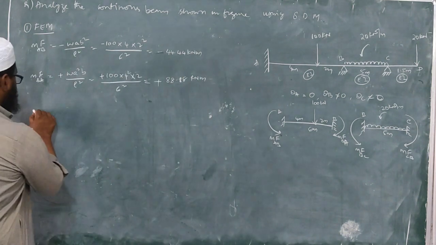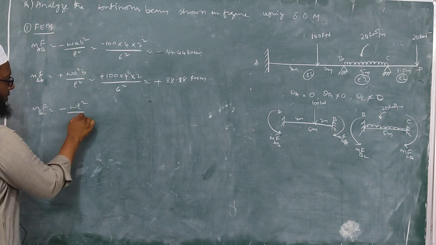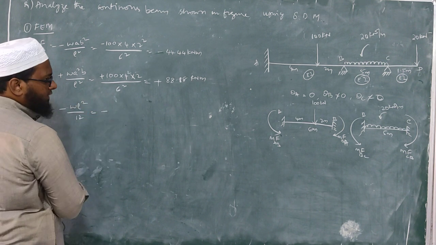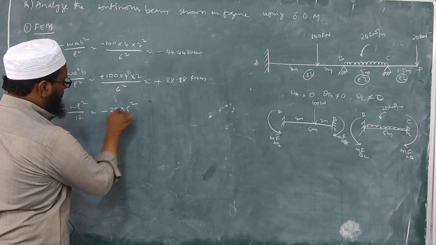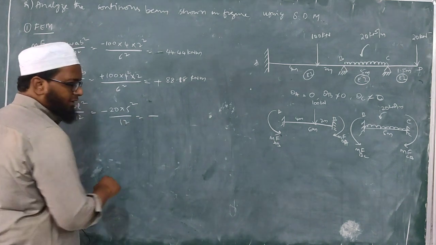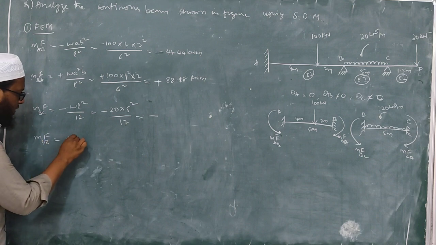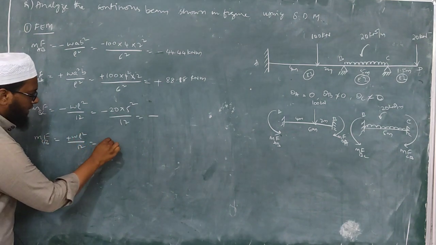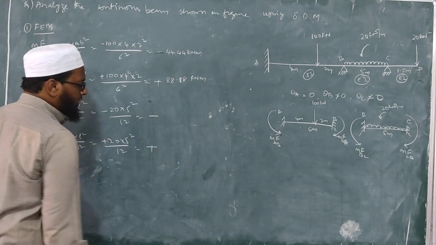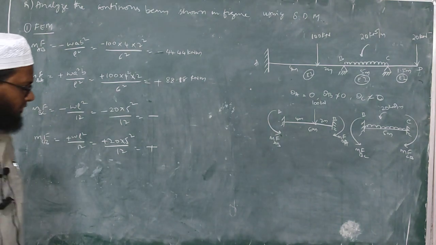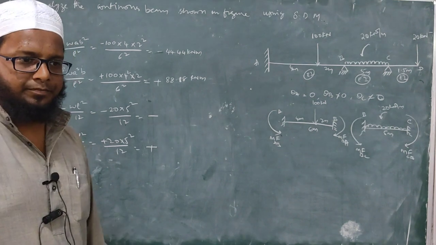MF BC is equal to minus WL square by 12. So minus, what is W there? 20 into L, which is 5 square, by 12. We'll get the value in negative sign. The same thing, MF CB is equal to plus WL square by 12, so plus 20 into 5 square divided by 12. You'll get the value in positive sign. Tell me the value of this one. 25 into 20 divided by 12.